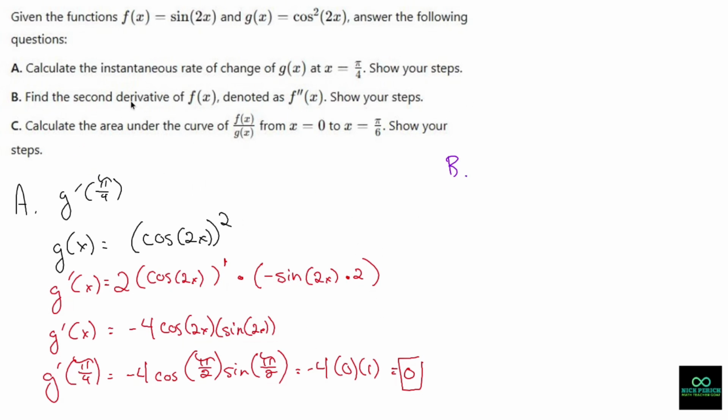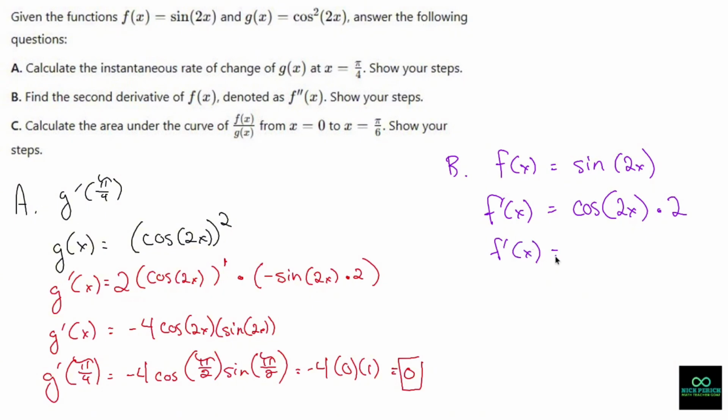Let's go to B. Find the second derivative of f of x, denoted as f double prime of x. Show your steps. Well, f of x is sine 2x. The derivative with respect to x is chain rule. Take the derivative of the outside, which is cosine. Keep the inside, which is 2x, but then multiply everything by the derivative of the inside, which is just 2. So f prime of x can be cleaned up and turned into 2 cos 2x.